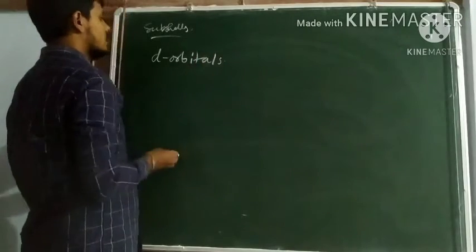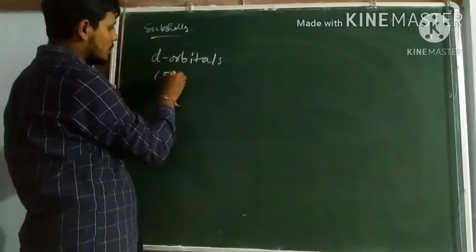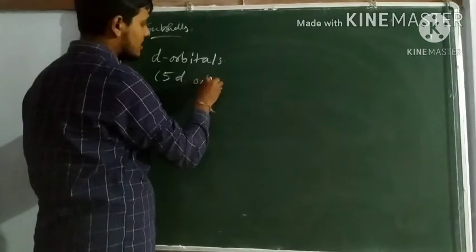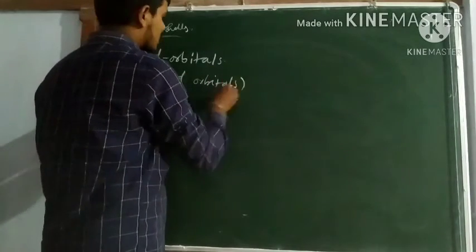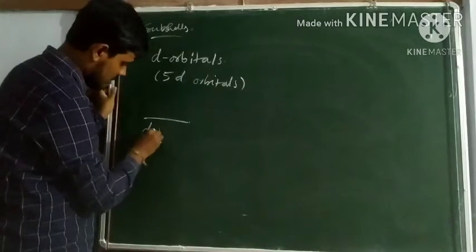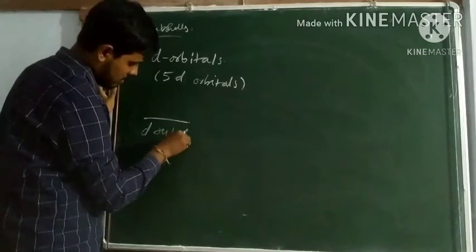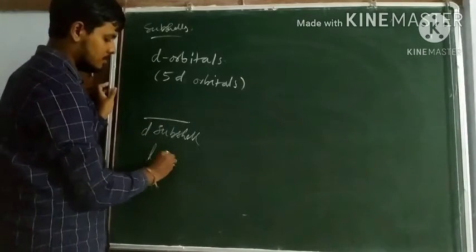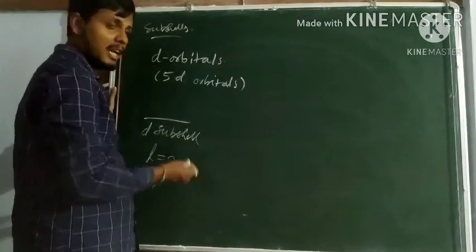D orbitals. So there are 5 d orbitals. D orbitals 5 টা থাকে. This is the d subshell. That means L equals to 2. And in a d subshell I get 5 d orbitals.